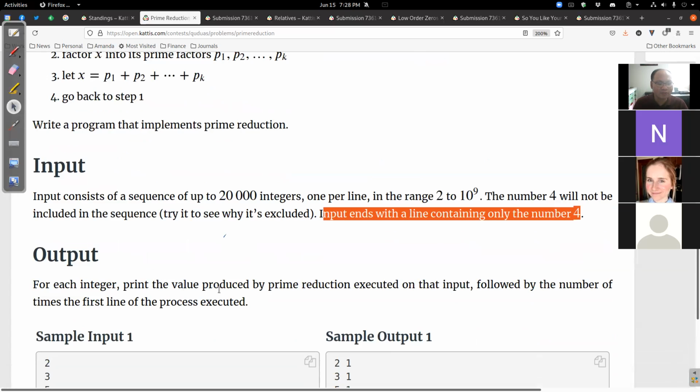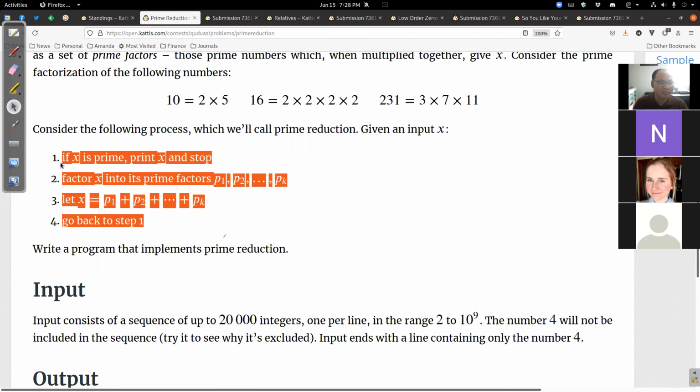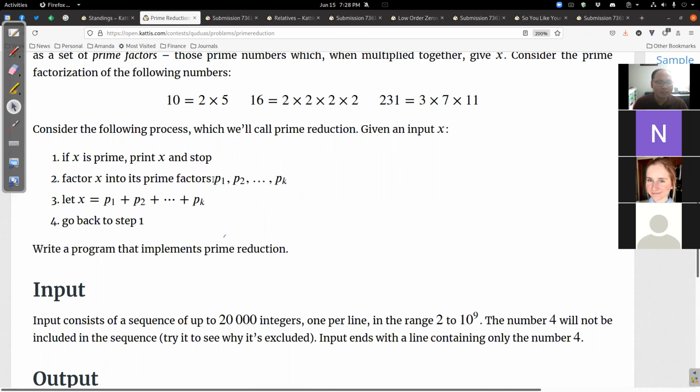For each integer, print the value produced by the prime reduction executed on that input, followed by the number of times the first line of the process is executed. So basically, you just have to simulate this process. There's not a lot to do. The only thing that you really have to know is how to factor. If you know how to factor, you're done. And factoring, this is up to 1 billion. You can do things by brute force because you only have to check for divisors up to the square root of that, which is about 10,000 or so, or 30,000. So it's not that much.